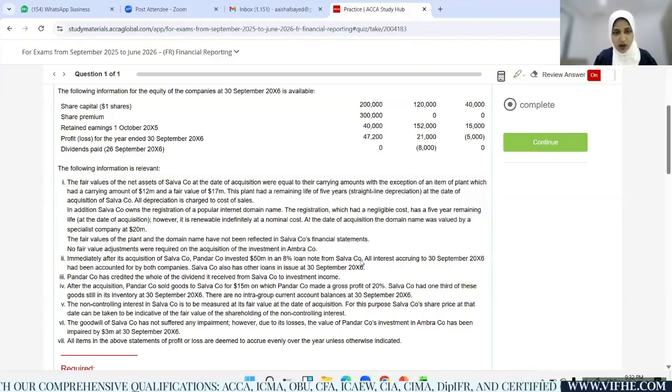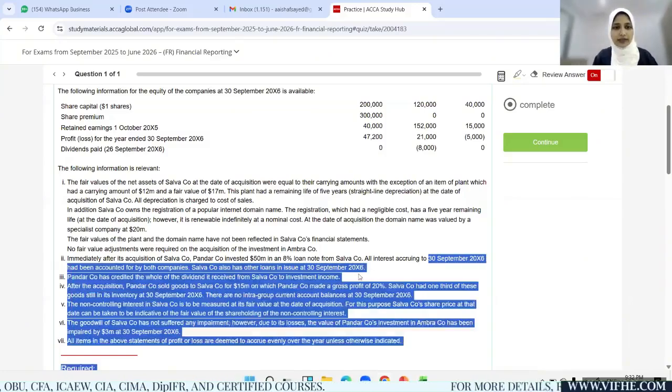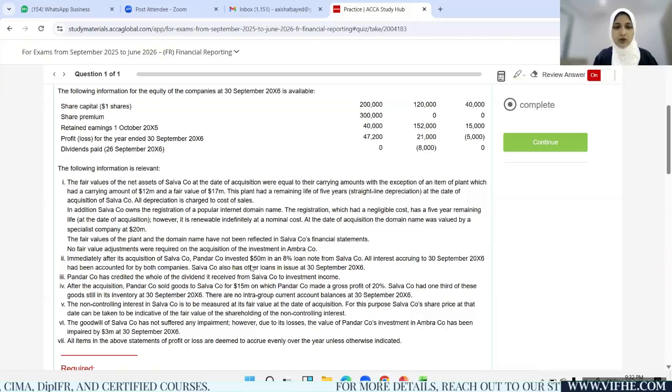Next, immediately after its acquisition of Salva, Panda invested 50 million in an 8% loan note from Salva. So after acquisition of Salva, it invested 50 million, which means it gave 50 million to Salva. All interest accruing to 30th September 2016 has been accounted for by both companies. Salva company also has other loans in issue at 30th September 2016. Now, if parent company gave a loan of 50 million to Salva, this is an intercompany loan.